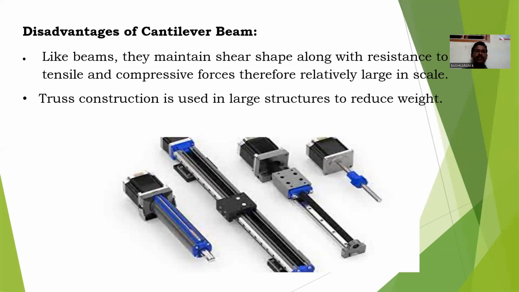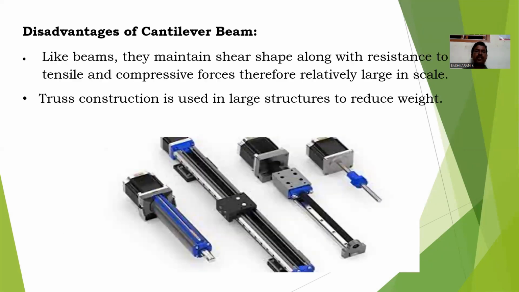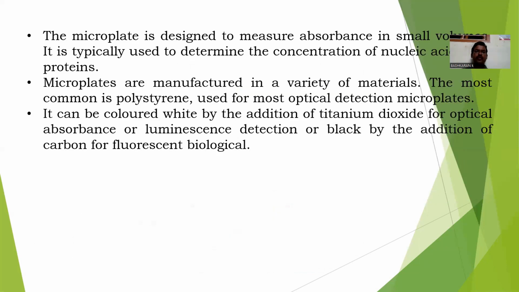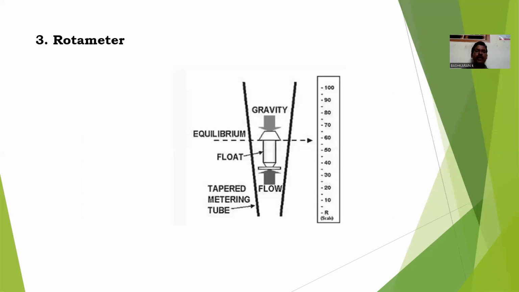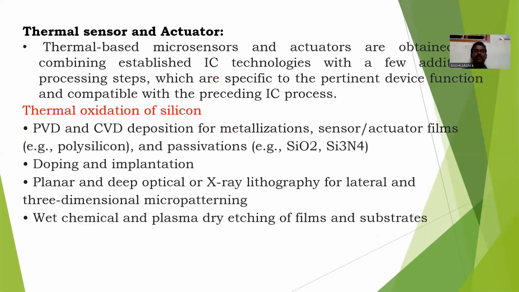Here are the disadvantages of the cantilever, and these are examples of the cantilever, along with some advantages. Next I will move to microplates. Microplates play a vital role in MEMS design because they are used in every device manufacturing. For flow measurement, there are the orifice and venturi flow meter, rotameter, and ultrasonic flow meter. We have studied three different types of flow meter here.